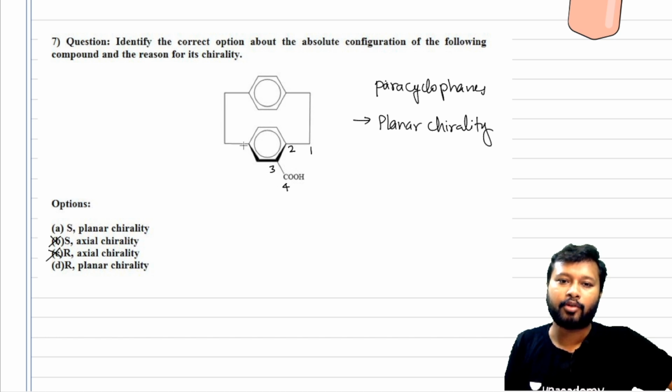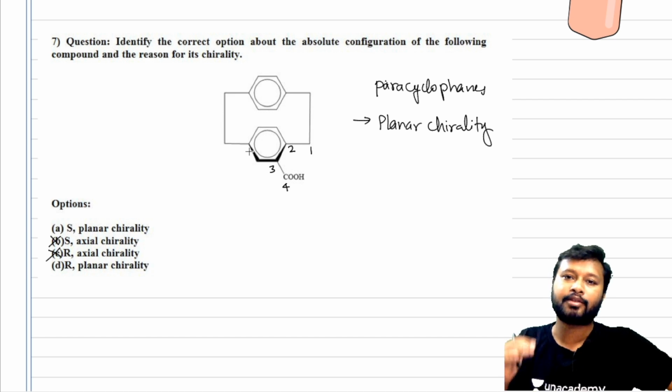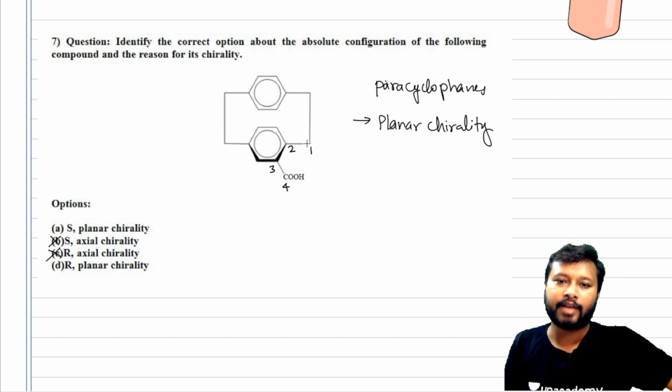Because this ring is going to be given more priority, this atom will be called the pilot atom, and from here the numbering will start, and this is how we are going to do it. If you see, it goes in the anti-clockwise direction, right? So if it goes in the anti-clockwise direction, it has S configuration. So that's why your correct answer becomes option number A.